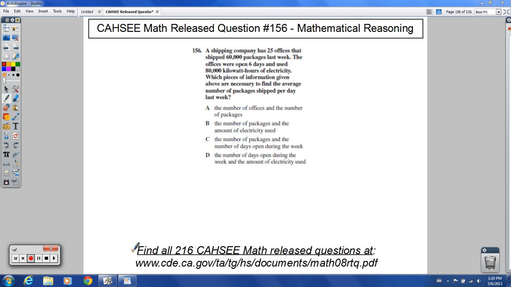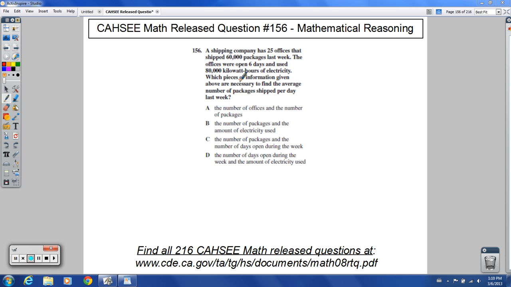Welcome to CAHSEE release question number 156. It says a shipping company has 25 offices that shipped 60,000 packages last week. Whew, that's a lot of packages. The offices were open 6 days and used 80,000 kilowatt hours of electricity. Man, that's a lot of electricity.